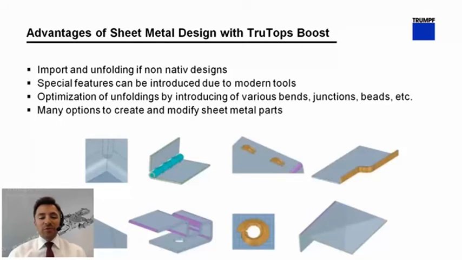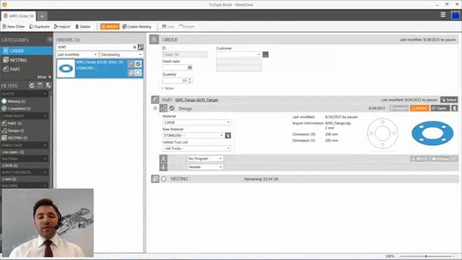All right, let's switch over to TruTops Boost. As you can see, here is our user interface. On the left side, there are categories and some filters. In the center part, there's the order list, and on the right side, a detailed view of the selected order, nesting or single part, depending on which category we are in.